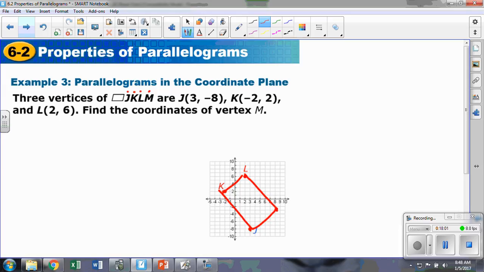Obviously, that's not a parallelogram. So where should the point be? Should it be here? That looks better, but is that the correct spot? Where should this point M be located so that it actually does create a parallelogram?